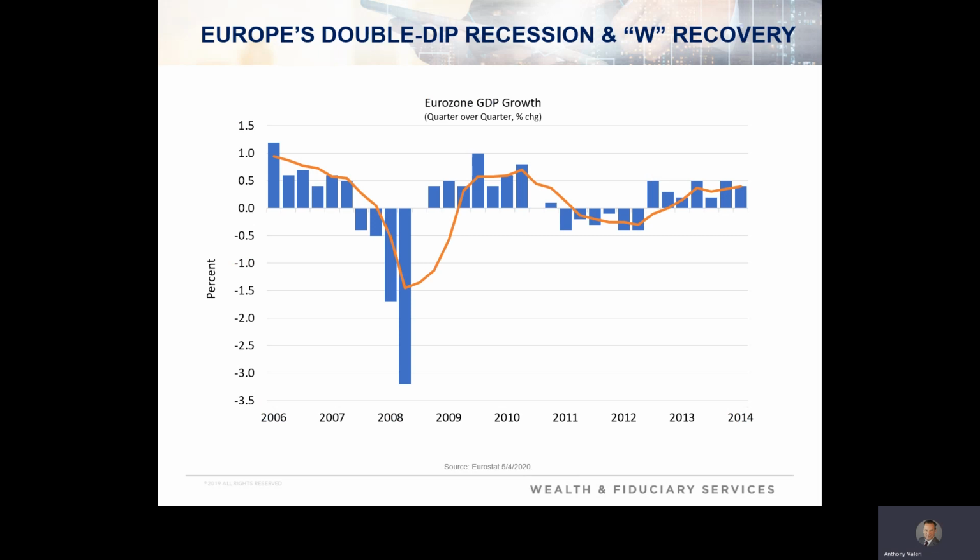Getting back to the shape of a recession, this is Europe following the financial crisis, and the 4-quarter moving average is that orange line. You can see if you follow that orange line, it makes a rough W shape. This is known as the double dip recession. So you have a recession, a recovery, and then a return to recession. In Europe, following the financial crisis of 2008, there was improvement.